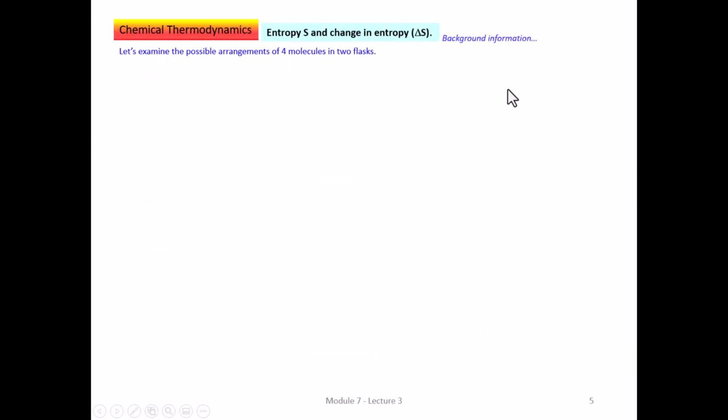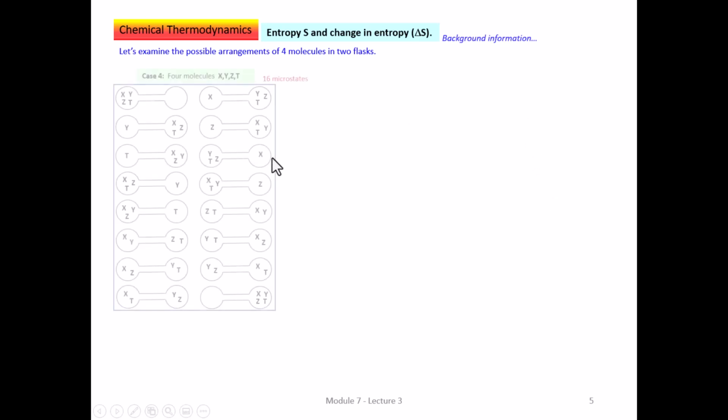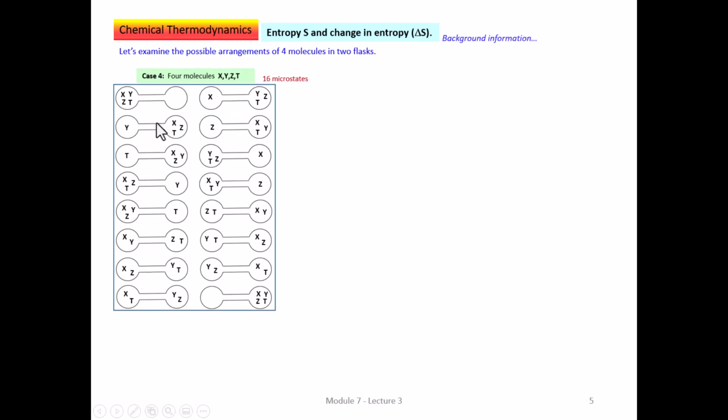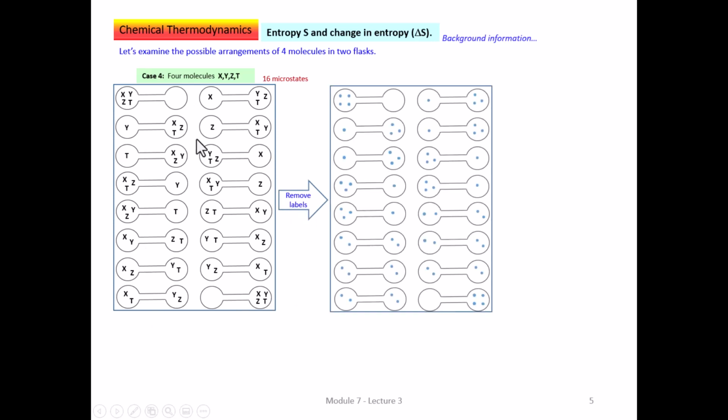Let's examine the possible arrangements of 4 molecules in 2 flasks. Well, I've done that for you here without parsing through all the different combinations. There's 16 possible arrangements, or 16 microstates. Now what I'm going to do is I'm basically removing the labels on the molecules and just replacing them with dots. Well, what am I trying to point out here?